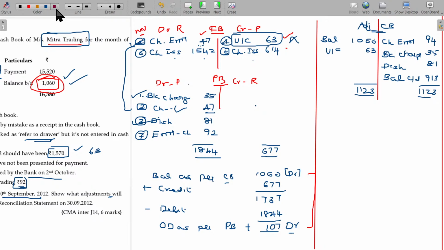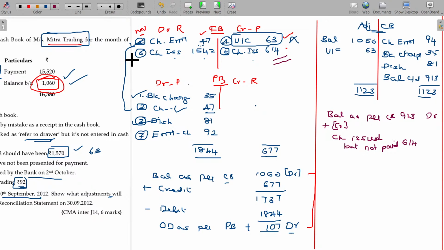Now, isn't it correct or not? Balance as per cash book being 913. What balance is it? Debit balance. So you have to add what? Credit balance should be addable. What are the credit items there? Only one. Rest of the things were already corrected. So check issued but not presented for payment, this value being 614.